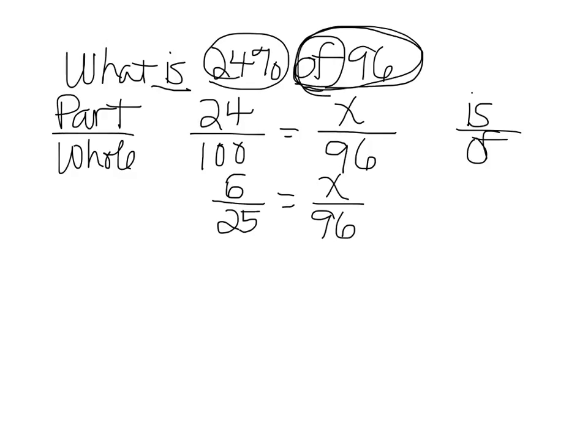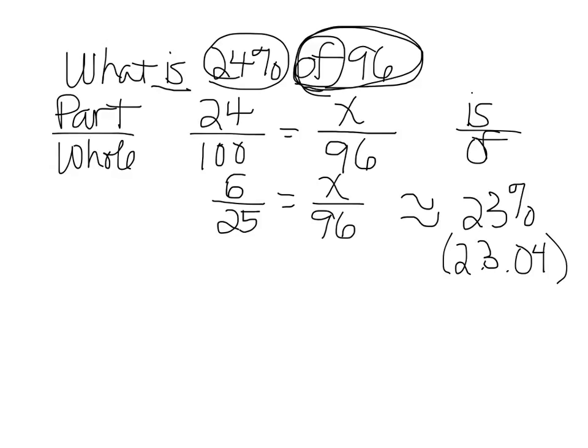On your calculator, 6 times 96, divided by 25, equals 23.04. This means it is 23.04, or 23 and 4/100. Sorry, it's not 23%, it is the number. Okay, so that's one kind. What is 24% of 96? So the 24 out of 100 goes here. The is what we don't know. And the out of 96 is what we do know.